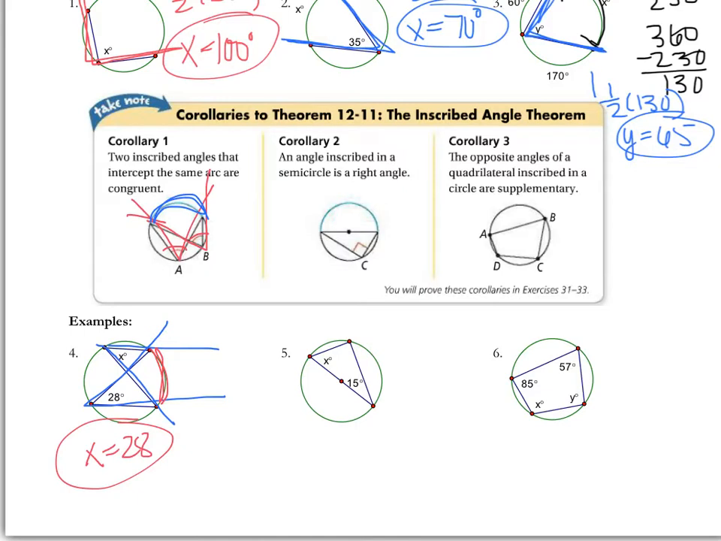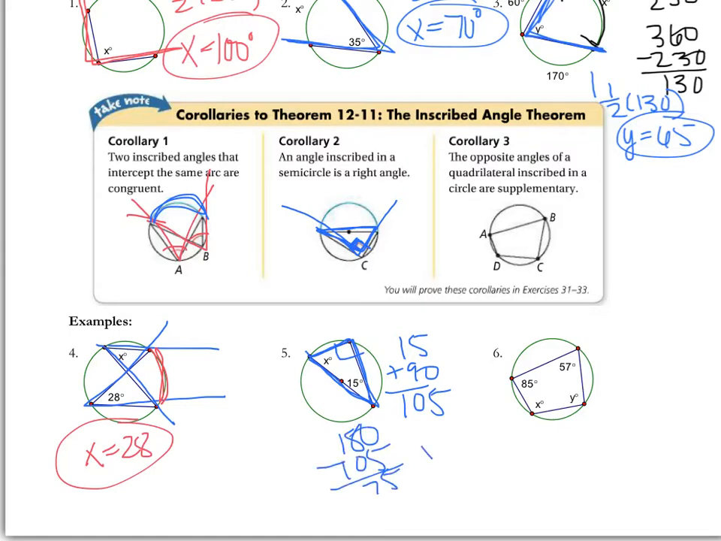In corollary number 2, they tell you that if an angle is inscribed in a semicircle, then it's a right angle. So what this really tells us is if you find a triangle that's in exactly half the circle, you automatically know it's a right triangle, because this is going to be half of 180, which is 90. So if you look at number 5, below it, we have this triangle, which is taking up exactly half the circle. I automatically know that's a right angle. So to find the missing angle, I can do 15 plus 90, which is 105. Subtract from 180, x ends up being 75.